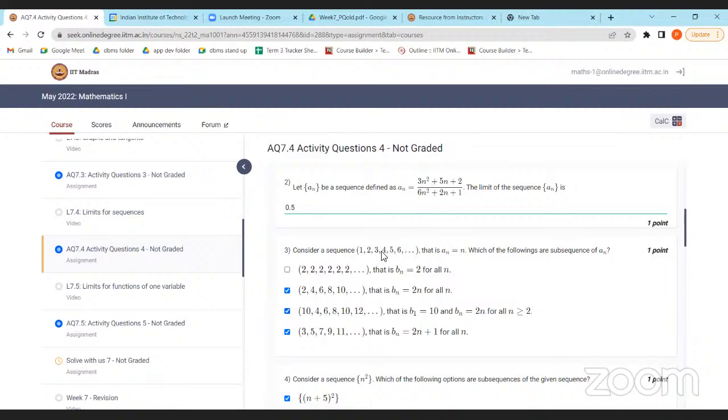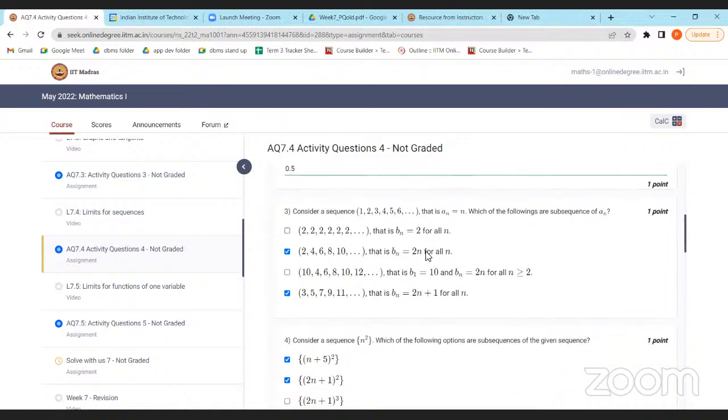Should we also check the second part of the options? Like bn equals 2n for all n? No, we just need to check the sequence. Here it is given b1 equals 10 and bn equals 2n, right? So if I put n equals 5 here, I will get 10 again, right? But that 10 is not repeating in my particular sequence, right?